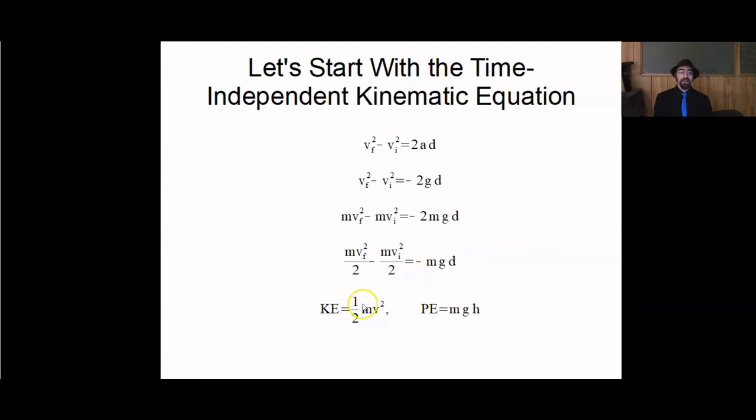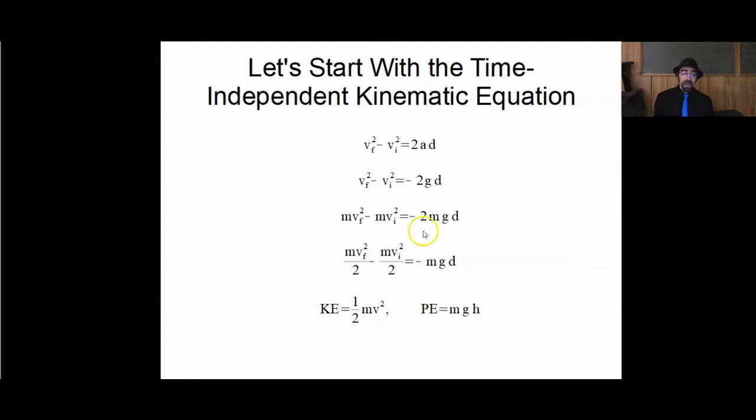Well, if you remember, kinetic energy is 1/2 mass times velocity squared. Potential energy is mass times gravitational acceleration times height. So I get my change in kinetic energy, my change in 1/2 mv squared, equals the negative of my change in potential energy. When kinetic energy goes up by some amount, potential energy has to go down by that same amount, and the other way around.